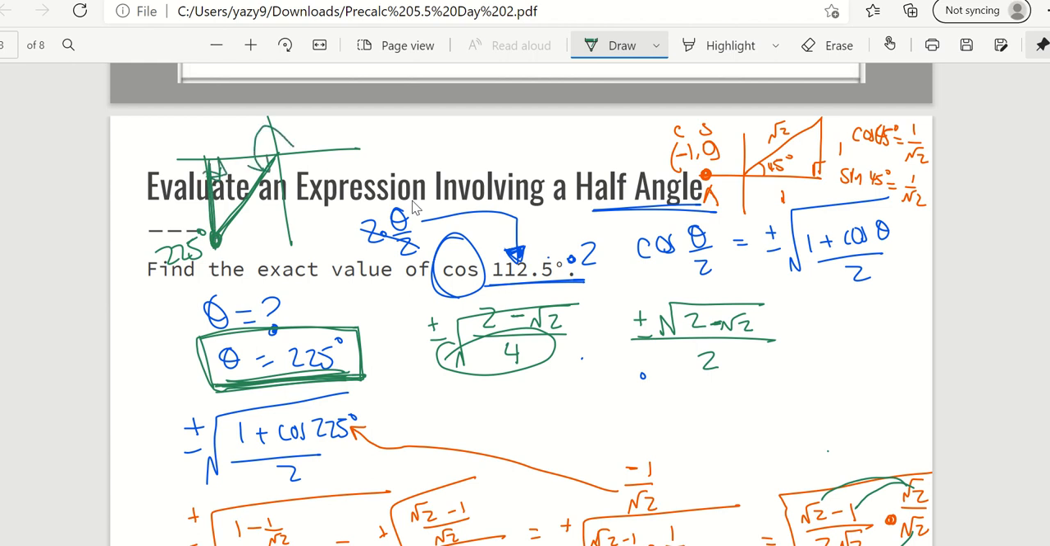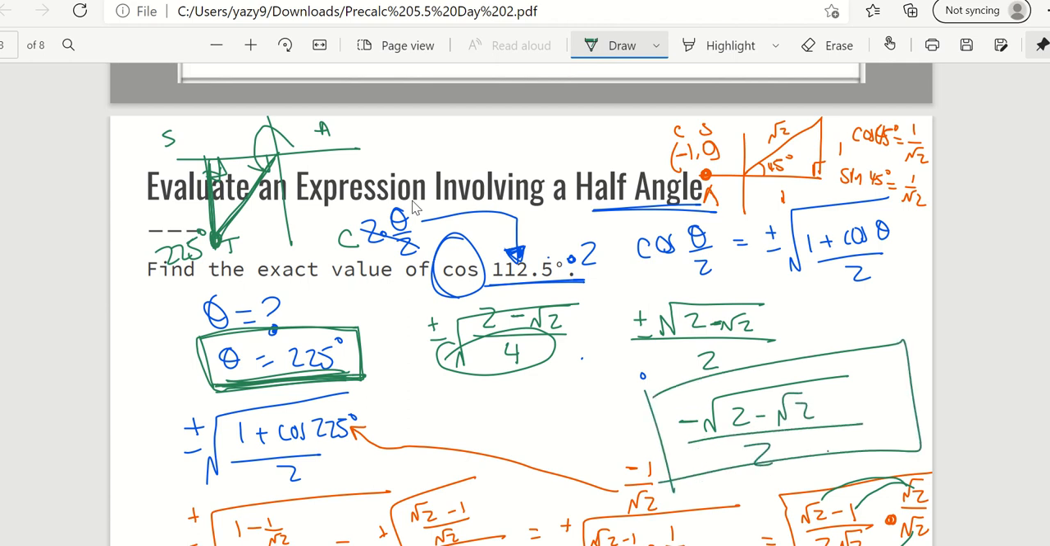is going to give me a cosine that is either positive or negative. Which one is that? Well, we go to our acronym, All Students Take Calculus, to find that out, and that means that we would only have the negative answer. So we would only have the negative radical 2 minus radical 2 over 2. That is our final answer for this one.